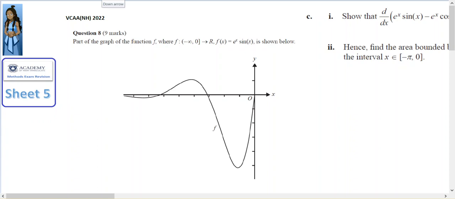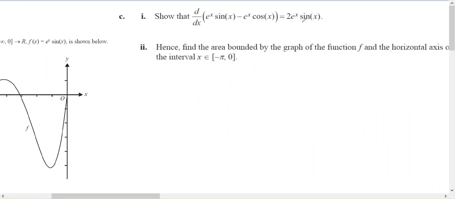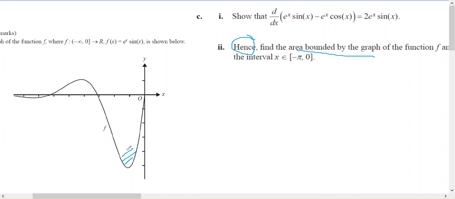Okay, so this comes from Northern Hemisphere, 2022 question number 8, and it's an integration by recognition question. You'll notice that the structure for that will be show this derivative, hence use your show to find the area bound by the graph and the horizontal axis. So the area they're wanting is this area here. And they've told you that it's between minus pi to 0.